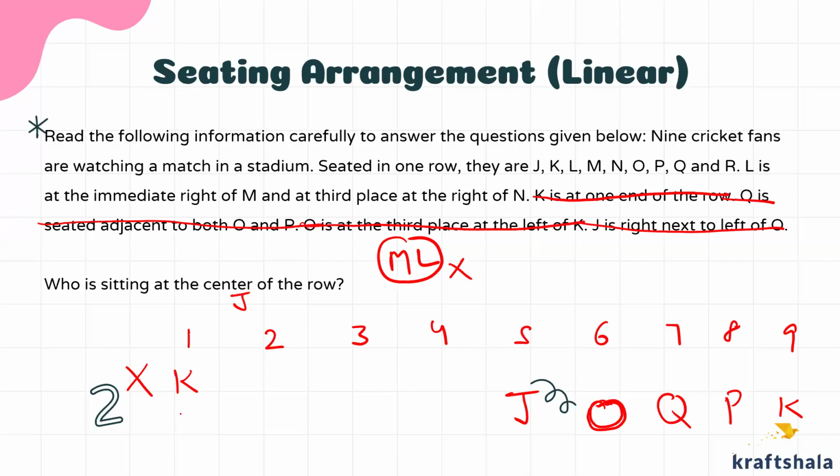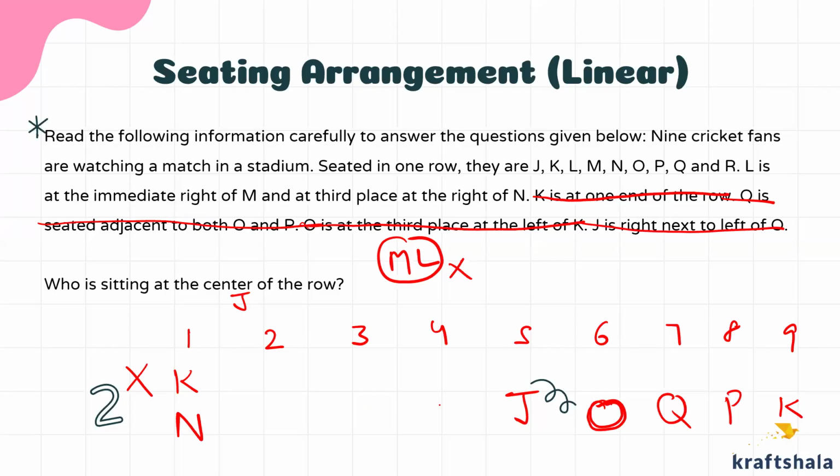So if I place N here, 1, 2, 3, L can be here and immediate right. So all the cases will be satisfied. So I'll place N here. L is at the immediate right of M and at third place to the right of N.